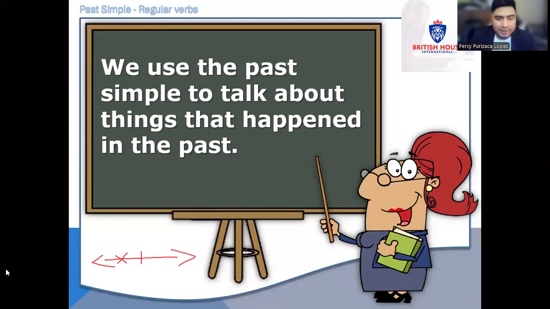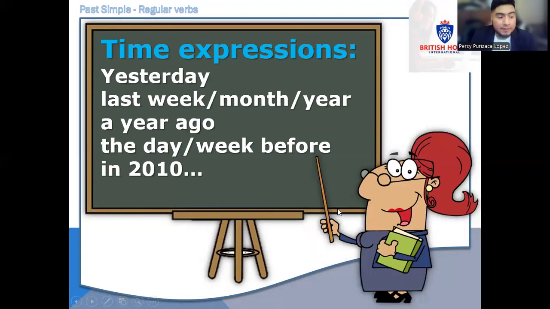Okay, for example, let's analyze this in Spanish. If I say, yo jugué fútbol el día de ayer, when I say that, it means that the action happened in the past and I am not playing soccer anymore. So that's the thing in past simple. The action happened in the past and it doesn't have any influence or any consequence in the present. It's simple to understand, right? But the thing is, when we analyze this, the time expressions are going to help us to understand when the action is happening.